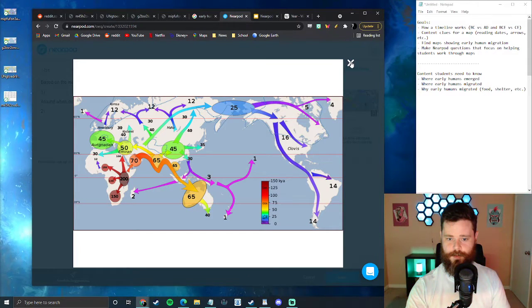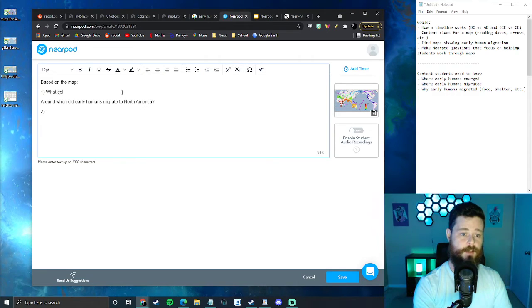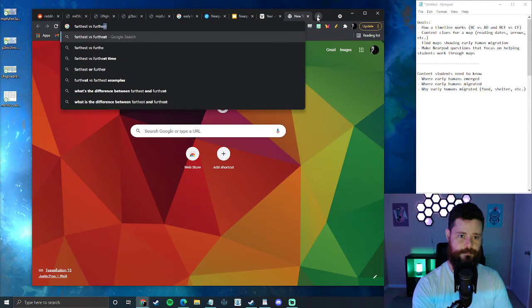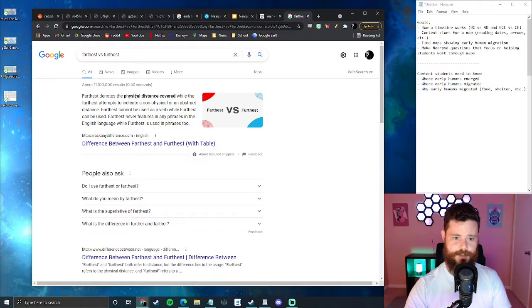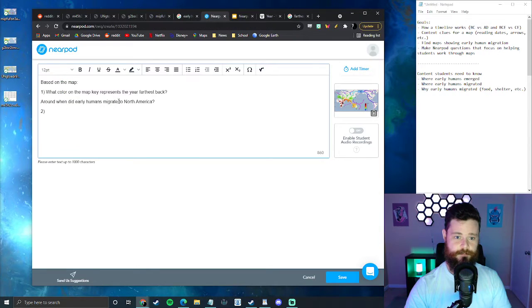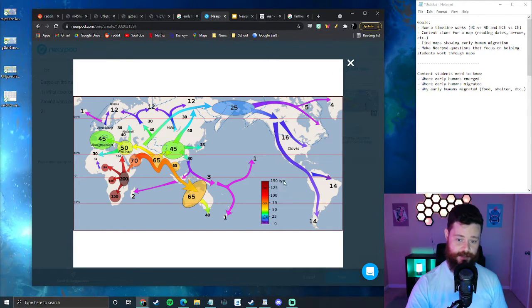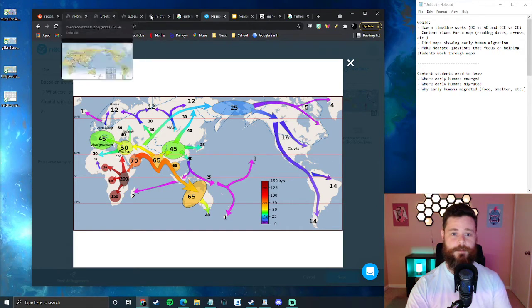What color on the map key represents the year farthest back? Farthest physical distance, furthest non-physical. Okay, so furthest back, because this is not a physical thing. So the year furthest back. And ideally, they would always say, okay, well, that's 150,000 years ago, so red. That would probably be red.